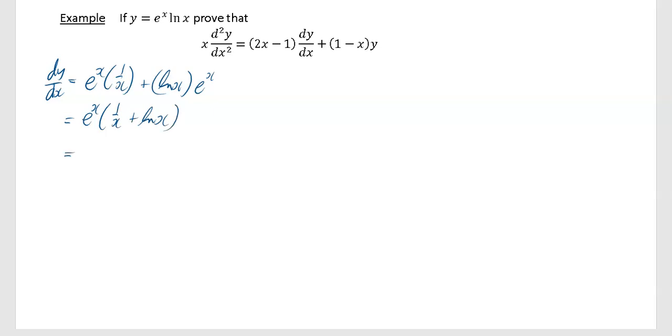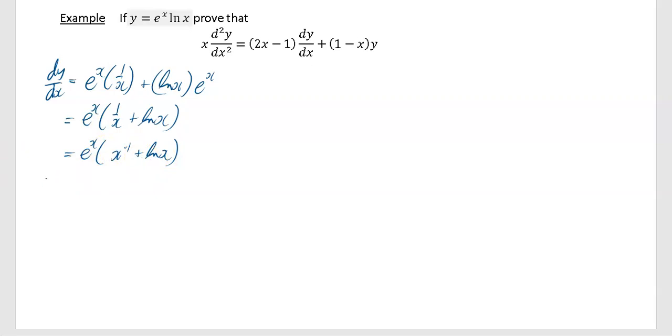Now 1 over x is difficult to differentiate in its current form, so I'm just going to write it as x to the minus 1, and then I've got my plus ln of x. I've now got my dy by dx as a function. So this is my u term, and this is my v term. So when I'm going on to find my d2y by dx squared, again, it's a product. This is my u and my v in my product.